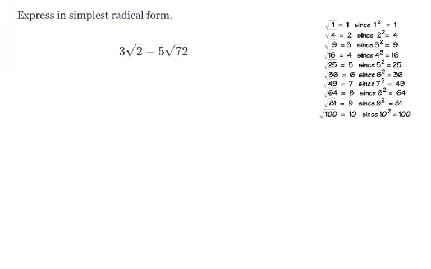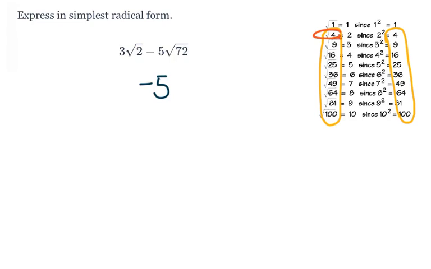3 root 2 minus 5 root 72. So look at 3 root 2 first. Can root 2 be simplified? No. There's no number from our list that can divide into 2 evenly. Okay. So move on to the next one. Negative 5 root 72. Inside of root 72 is a couple of perfect squares, actually. So let's start with 4. 4 does divide into 72. 72 divided by 4 is 18. But we want the biggest one, so let's keep going.